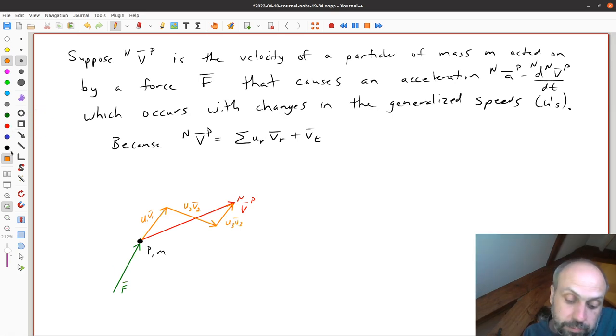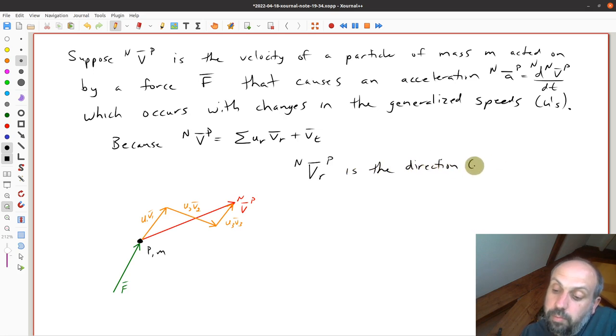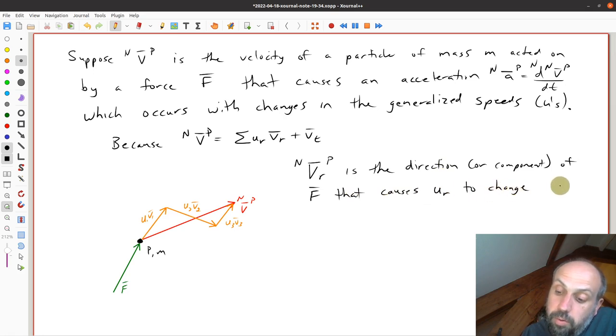You can think of then that the rth partial velocity is the direction or component of the force F that causes the rth partial velocity to change. Right, and that's going to be the change in time of the rth partial velocity, which is u r dot. Right, and you can write that out too.